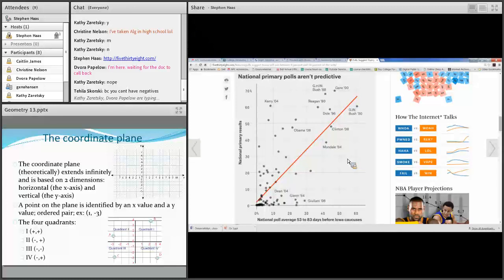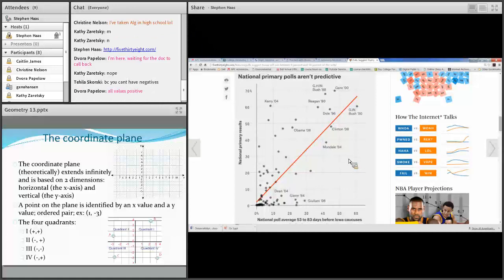Exactly. You can't have negative poll numbers. You can't have negative 6% of people will vote for you. I suppose there are some candidates that probably deserve negative 6%, but there are no candidates that are actually going to get negative 6%. The lowest possible value you can get in terms of polling numbers is 0. So there's no such thing as a negative value when you're talking about something to that effect.